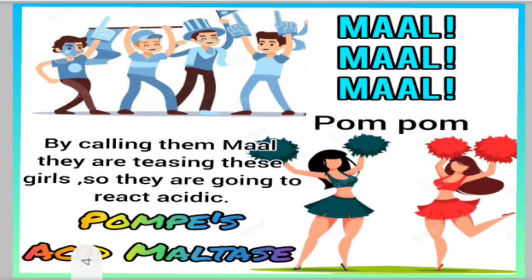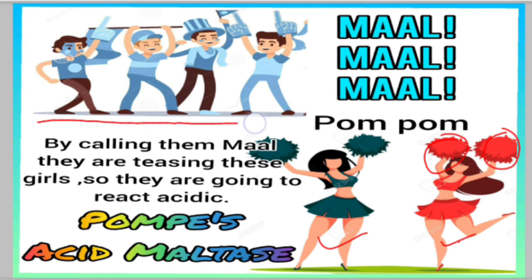Now let's move forward. Now the second disease which we have is Pompe's disease, and here, as we can see, there are two girls, number 1 and number 2, and these girls have pom-poms in their hands, which are also 2 in number. As you can see, these girls are very sexy. So the men over here are calling them by names like Mal. So when they are calling them with the name Mal, these girls are not liking it.